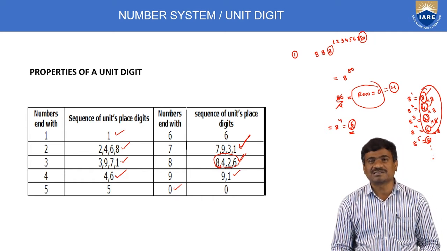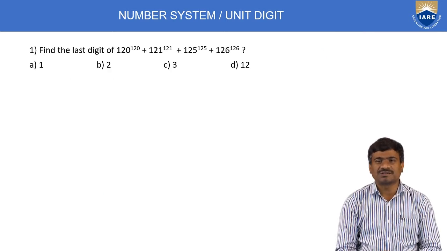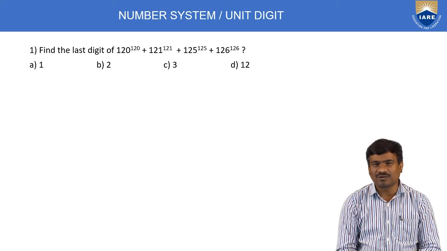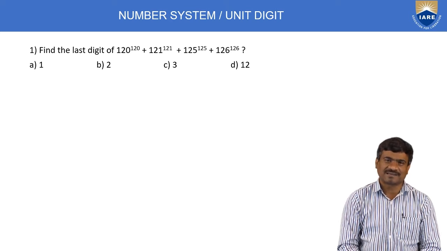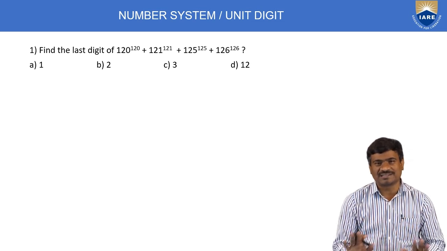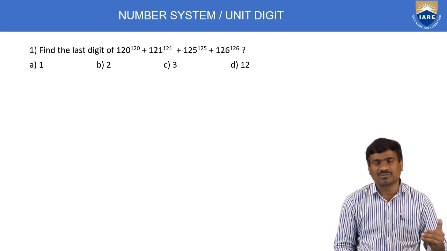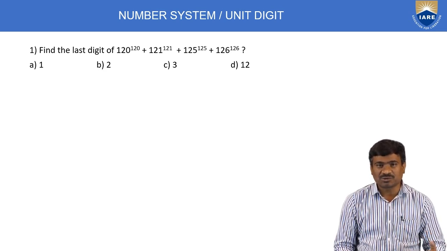Next, sample questions. Number 1. Find the last digit of 120 to the power of 120 plus 121 to the power of 121 plus 125 to the power of 125 plus 126 to the power of 126. First target: calculate each individual unit digit. Next, apply the operator: addition, subtraction, multiplication, division. This question belongs only to the addition concept.